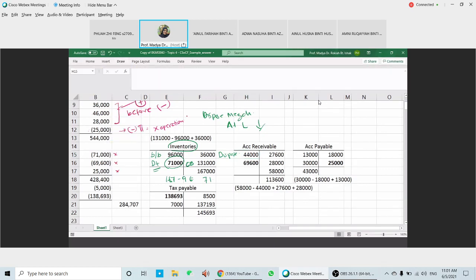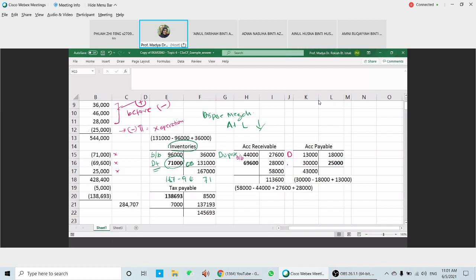So you're going to have here your beginning balance of 44 for your account receivables. And then you're going to have 27,600. What is this 27,600? It is the one that you dispose. And then you're going to have 28 here. What is this 28? It's the amount of bad debt.